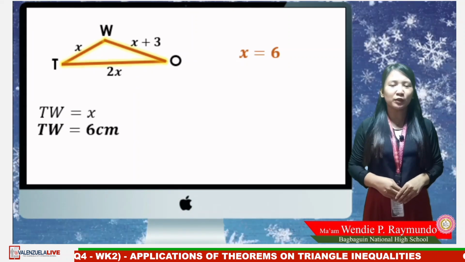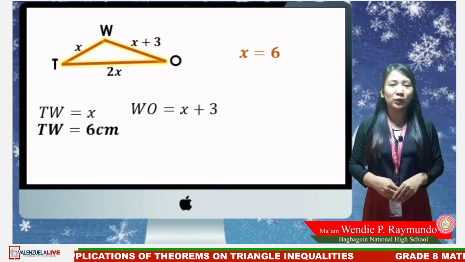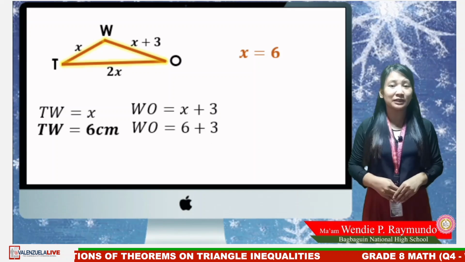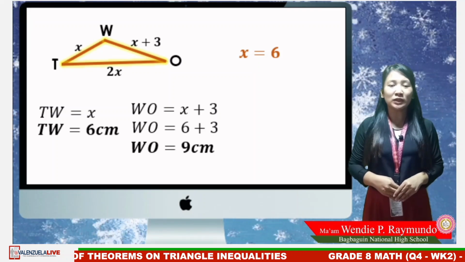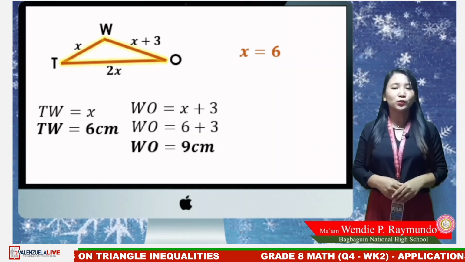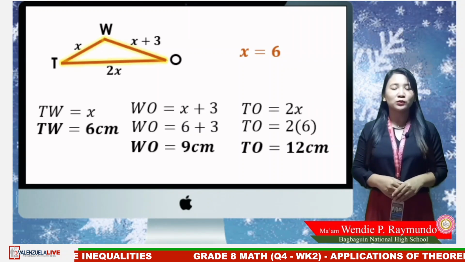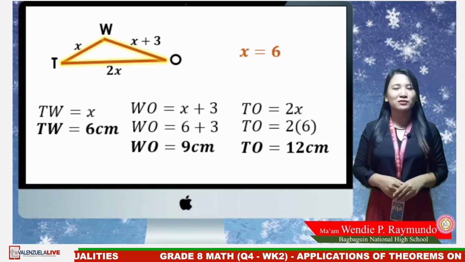Next is the side WO, which is equal to x plus 3. WO is equal to 6, the value of x, plus 3. So WO is equal to 9 centimeters. TO is equal to 2 times the value of x, which is 6. So TO is equal to 2 times 6, which is 12 centimeters.